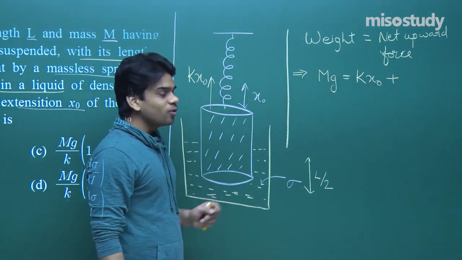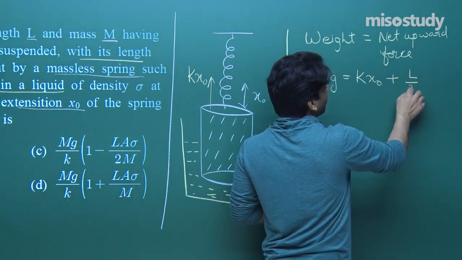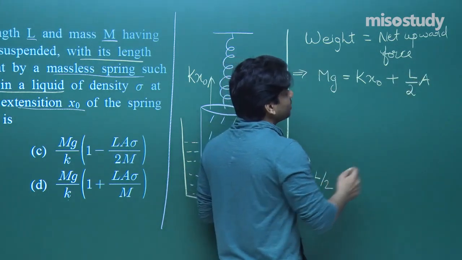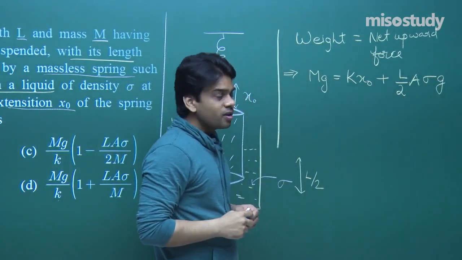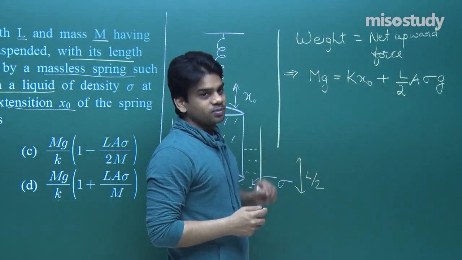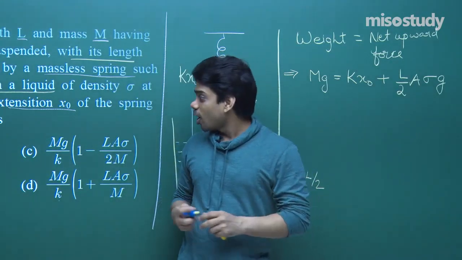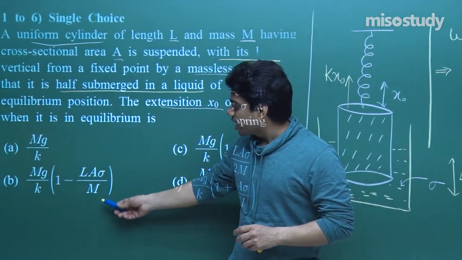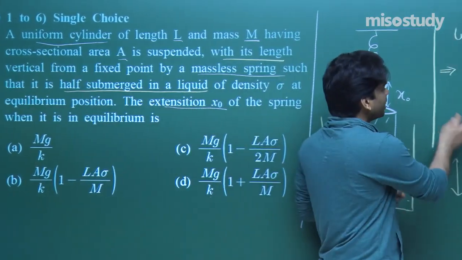Buoyant force is acting only due to half volume, that will be equal to L by 2 length multiplied by area, that will give you volume, times density, that is sigma, times gravity, that is g. We need to find the value of x naught. So for this, what do we need to do? Now again, check the options, which option is going to match. Everywhere it's given in terms where m is divided here. Let's try to approach kx naught.